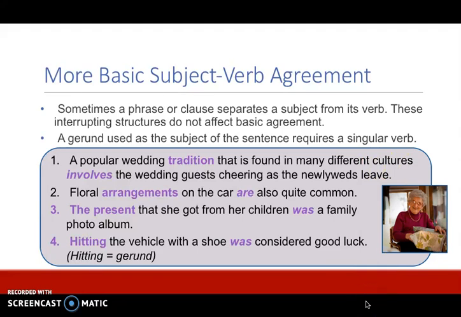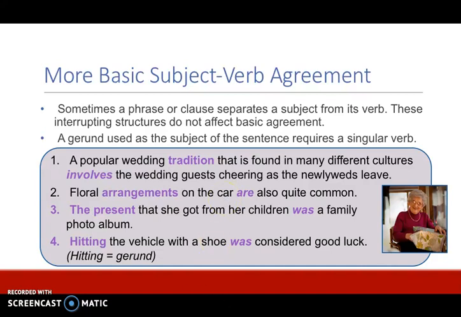Number 2, floral arrangements on the car are also quite common. So again, we have a noun that is plural. We have a phrase that is in between the subject and the verb are. So are is a plural verb that agrees with the subject arrangements. It does not agree with car because car is not the subject.